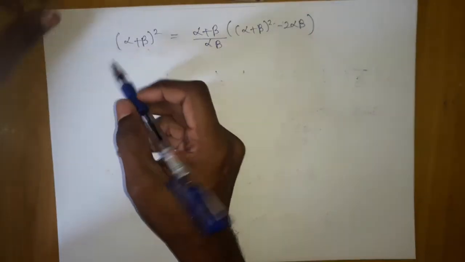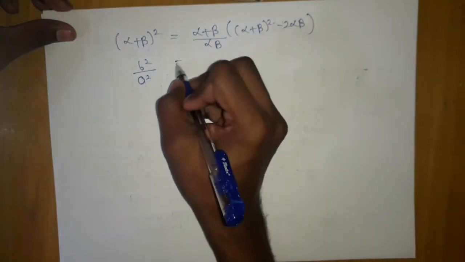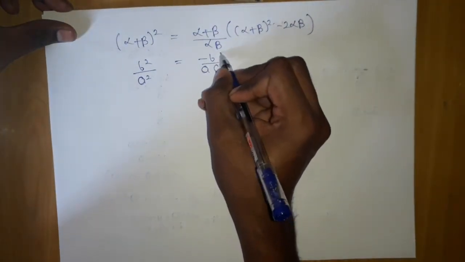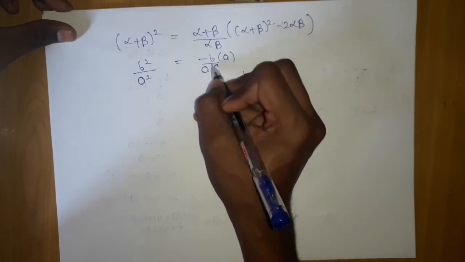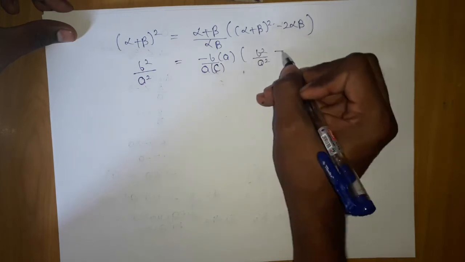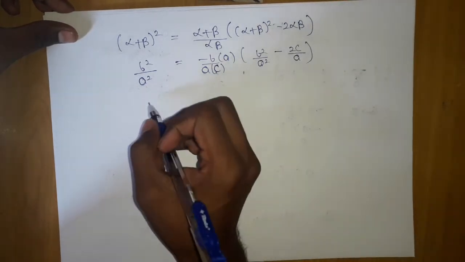Now I will put the alpha plus beta value, which will be b square upon a square, minus b by a into c by a. So we got this value. Now I have b square upon a square here and 2 into c by a here. So we have substituted all the values.